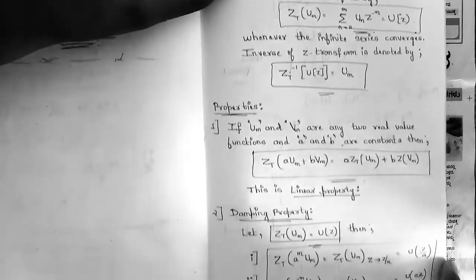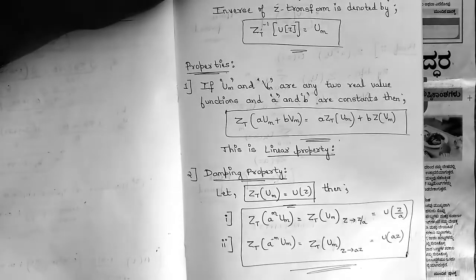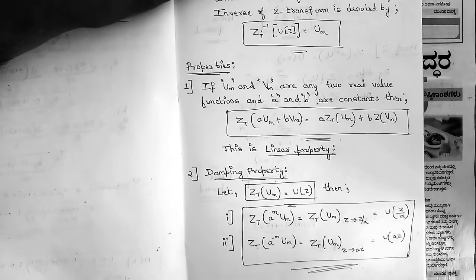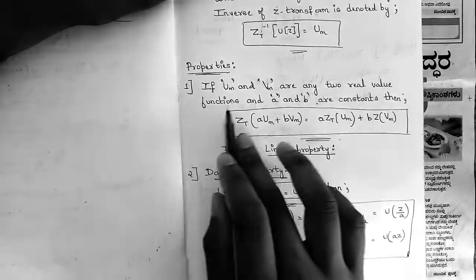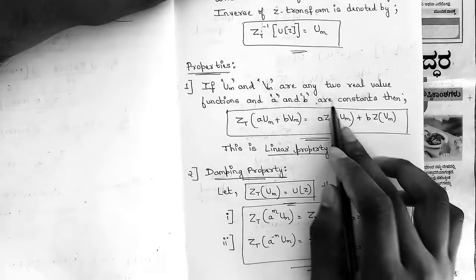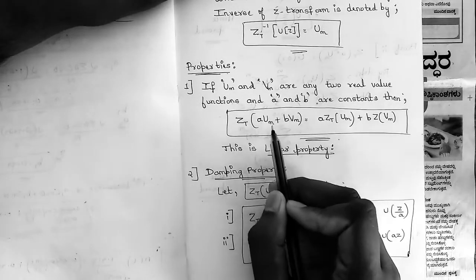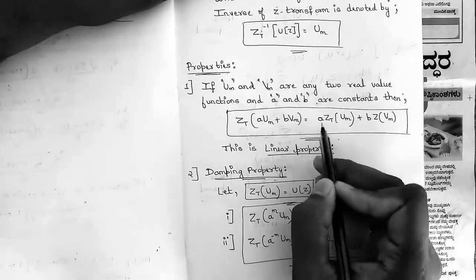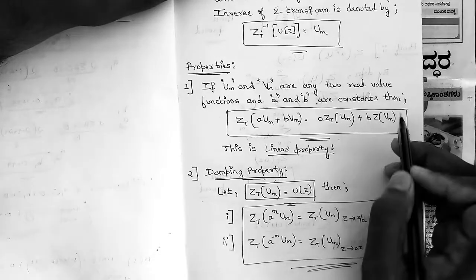So now we'll get to some of the properties of Z transforms. The first property is called the linear property. What does this linear property say? If u(n) and v(n) are any two real value functions and a and b are constants, then the Z transform of a·u(n) + b·v(n) is given by a·Z transform of u(n) + b·Z transform of v(n).